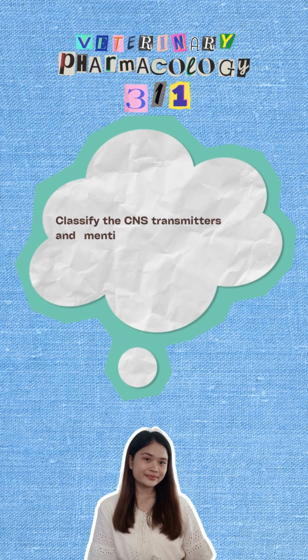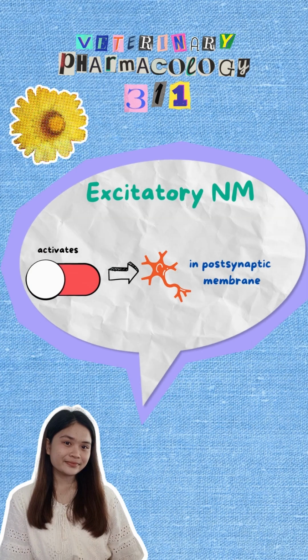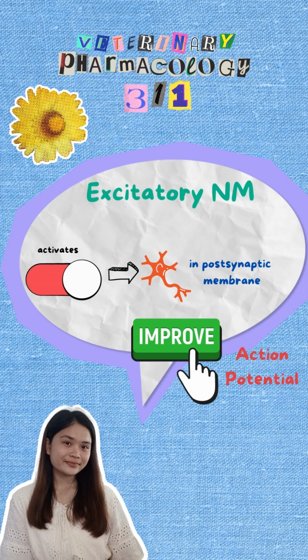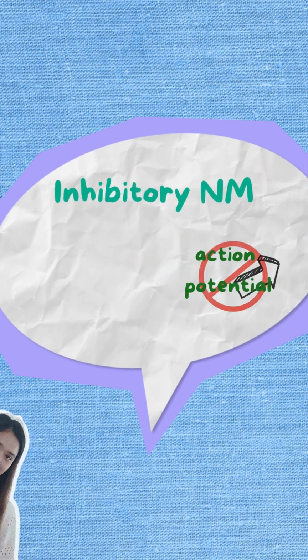I am going to substantiate or explain some pharmacological facts about transmission in the central nervous system. Classify the CNS transmitters and mention the main physiological functions of each one of them. The first one is excitatory neurotransmitters, which function to activate receptors in the postsynaptic membrane and enhance the effects of the action potential. The second one is inhibitory neurotransmitters, which function to prevent an action potential.